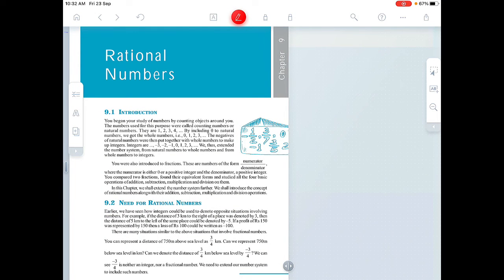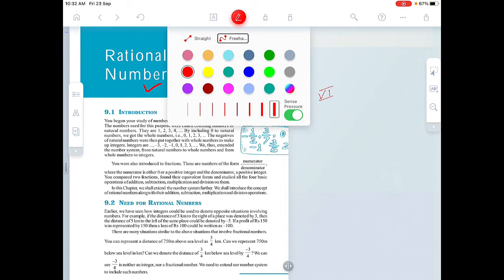So in my last video we completed the chapter Comparing Quantities, and today we are going to start the chapter Rational Numbers, that is Chapter 9. So what is the definition of a rational number, and how do we find them? We will find all of this in this chapter. We already learned what a rational number is in class 6. Let's try to remember it again.